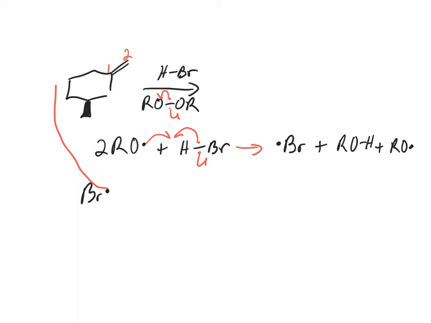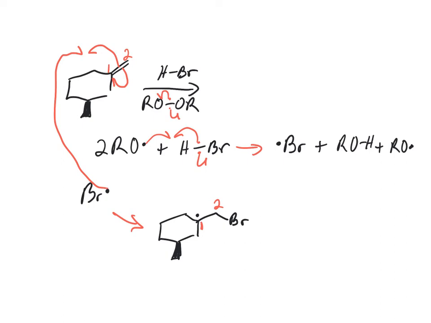So what's going to happen? So where's the bromine going to end up? Which carbon? 2. And the other electron from the pi bond goes to carbon 1. One and 2. Good. Okay.